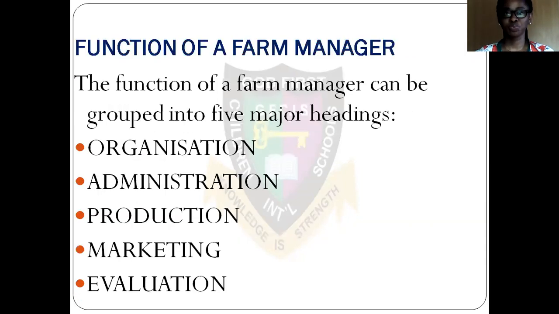So we go to the functions of a farm manager. The functions of a farm manager can be grouped into five major areas. We have organization, where the farm manager organizes the farm. Two, we have administration. Three, production. Four, marketing. And five, evaluation. We'll be discussing these in detail.